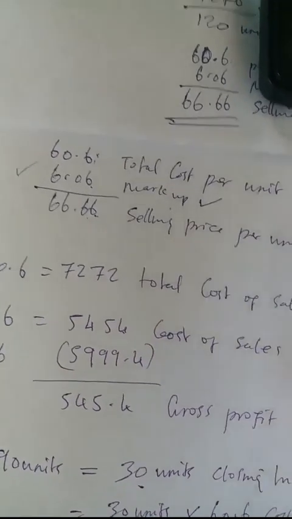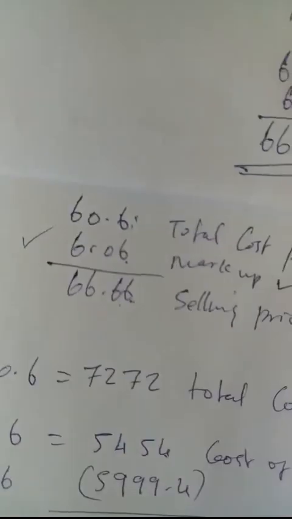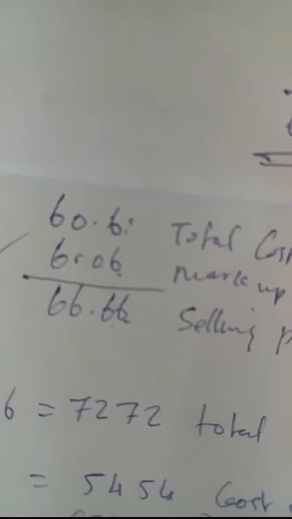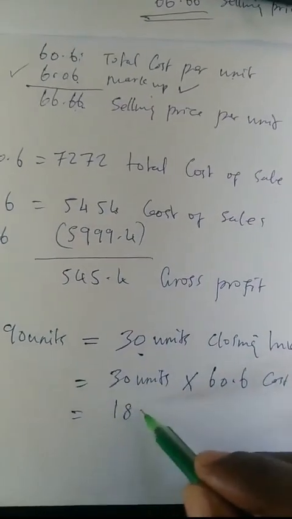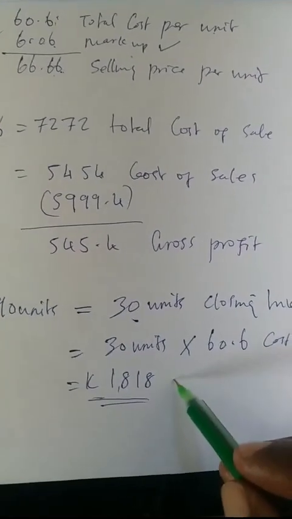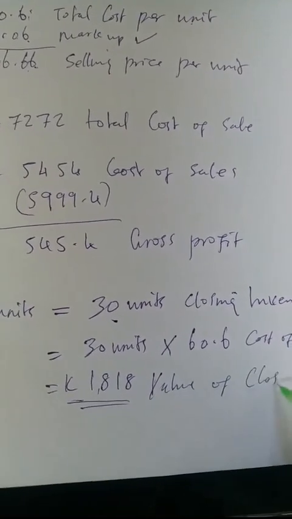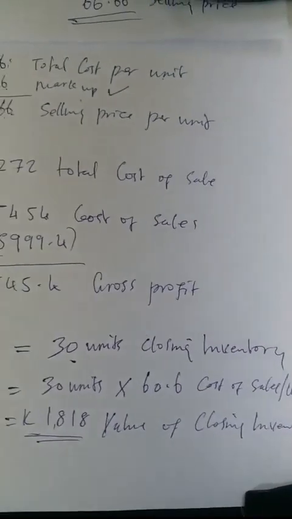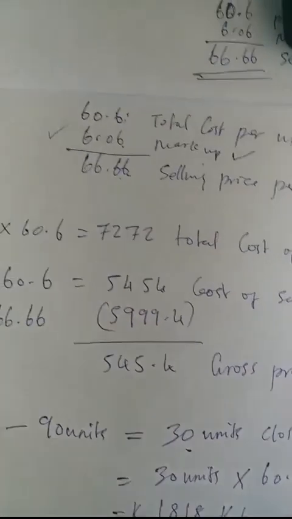So now 30 by 60.6 will give us 1,818. So 1,818 kwacha is the value of closing inventory. Okay, so that's it for this question.